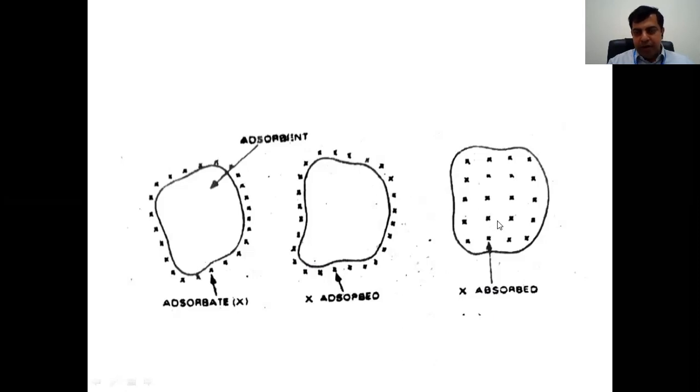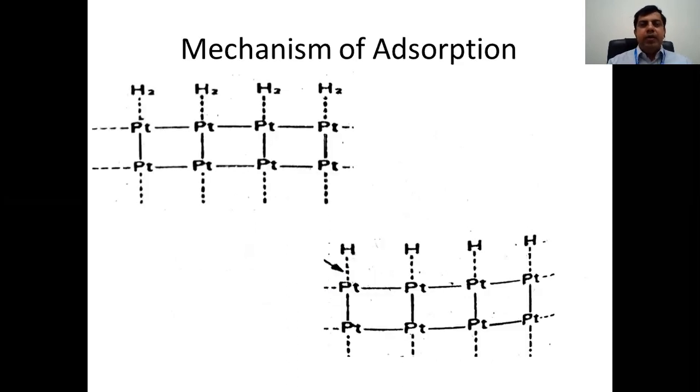So this is the penetration of the liquid and the gas throughout the body. That's why the material is absorbed and it is called the absorption process. This is happening just on the surface of the adsorbent. That's why this is called the adsorption process.